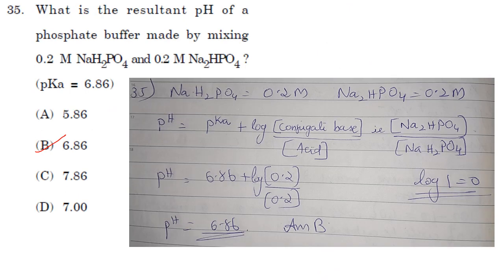What is the resultant pH of a phosphate buffer made by mixing 0.2 molar Na2HPO4 and 0.2 molar NaH2PO4? So it is given by the Henderson-Hasselbalch equation. So pH is equal to pKa plus log conjugate base by conjugate acid, that is Na2HPO4 by NaH2PO4. Substitute the values. You will get log 1. Log 1 is 0. So pH will be equal to pKa, that is 6.86. So the answer here is option B.